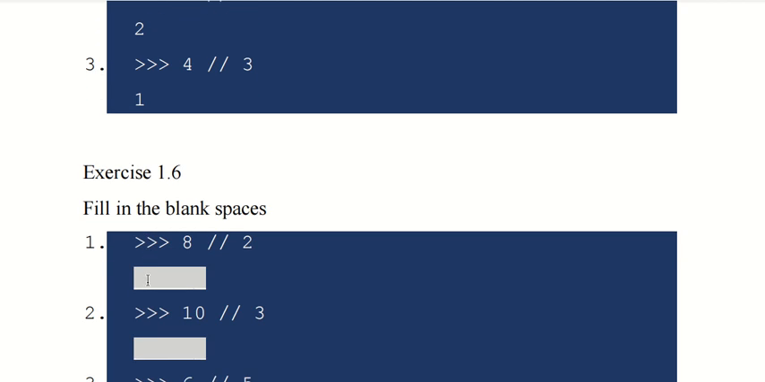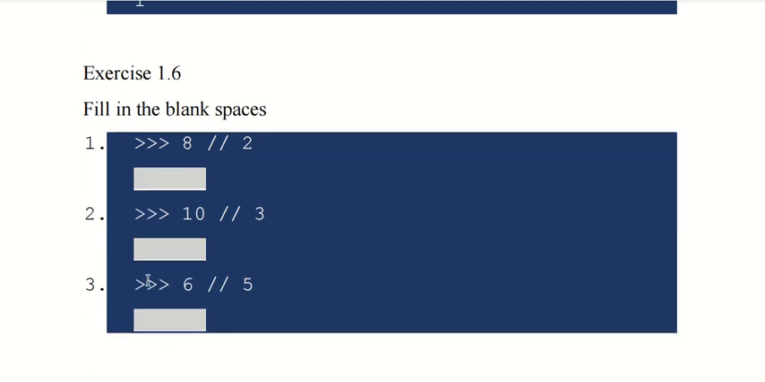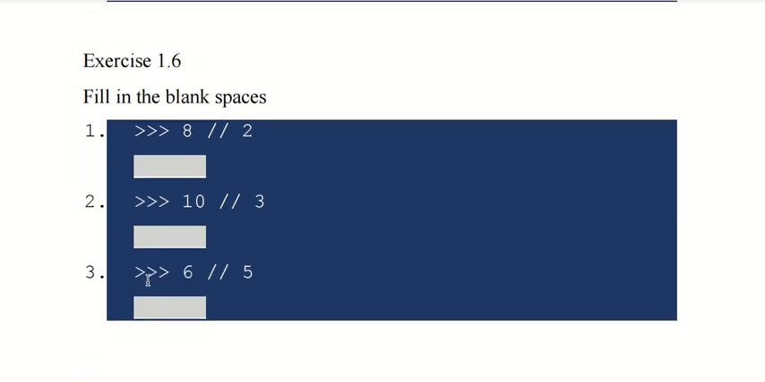And this is the exercise we have on this topic, integer division in Python. Exercise 1: 8 integer divided by 2, what is the output? Please write it. 10 integer divided by 3, what is the output? Write it. 6 integer divided by 5, what is the output? Write it. Thank you.